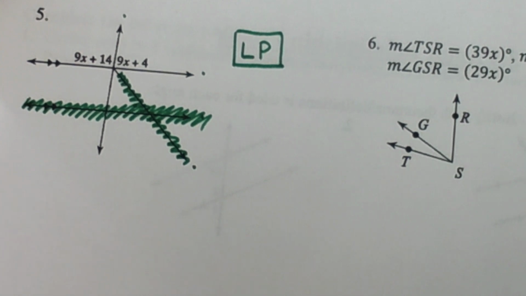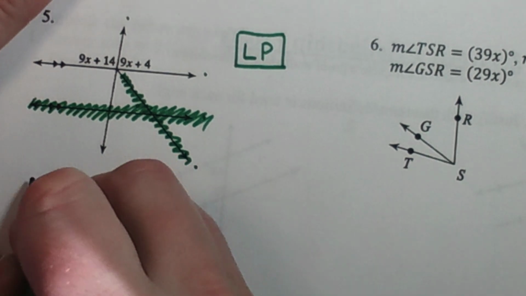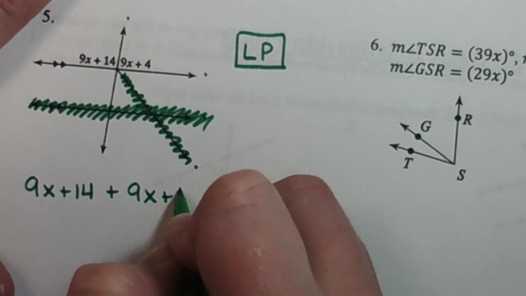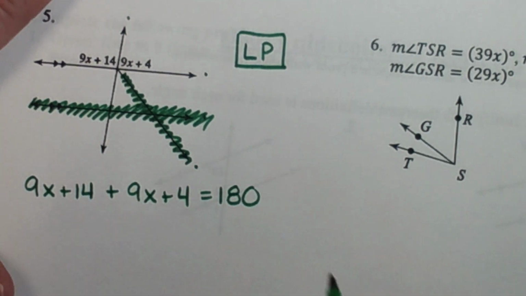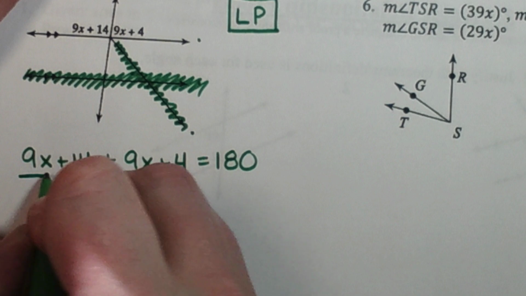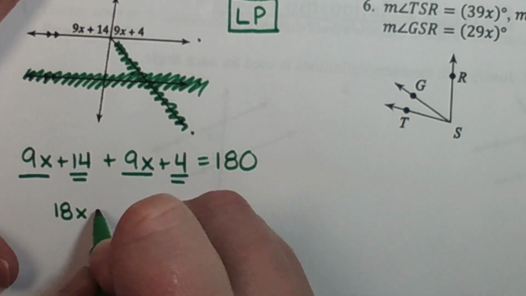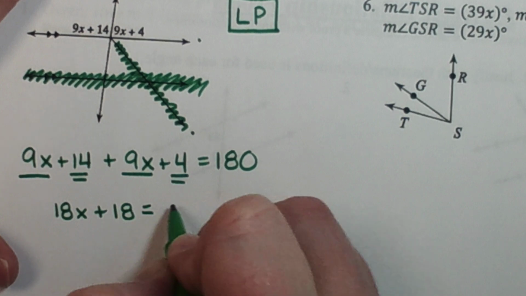Okay. Are linear pairs supplementary or congruent? Look at the yellow sheet. Supplementary, meaning they add up to 180. 9x plus 14 plus the 9x plus 4 equals 180. I combine like terms first. I've got a 9x and a 9x on the same side. I get 18x. I got a 14 and a 4. It gives me an 18.